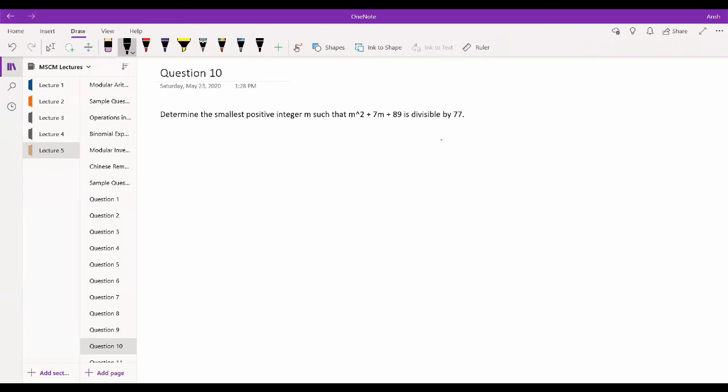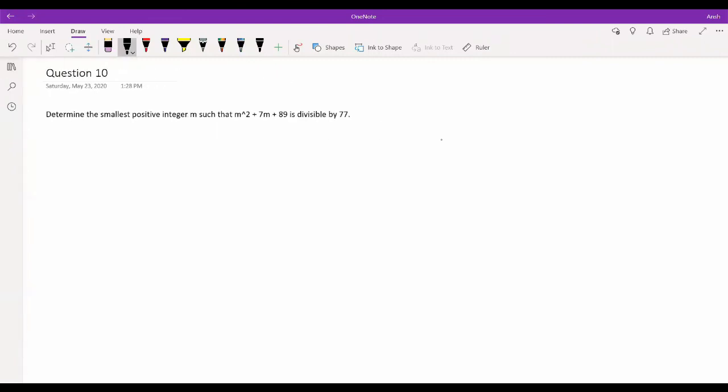All right, moving on. Here's another problem. Determine the smallest integer m such that m squared plus 7m plus 89 is divisible by 77. At first glance, you might think of trying to factor this and solving it in mod 77. But there is a very important property about quadratics in mods. And this is very important because it can very easily lead to silly mistakes or just downright wrong answers.